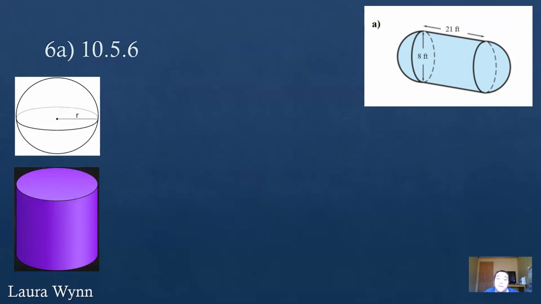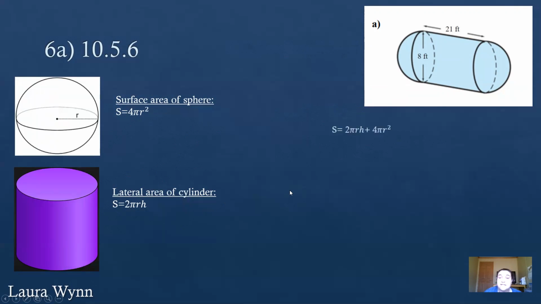Now we need to know our formulas. We need to know the formula for the surface area of a sphere, which is 4 pi r squared, where r is the radius. Then the surface area of a cylinder is 2 pi r h, where h is the height. So for the surface area of the object they have given us, we just add the surface area of the sphere to the surface area of the cylinder, which gives us this formula.